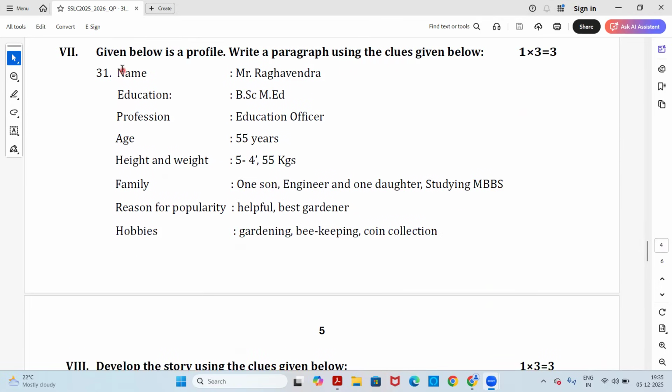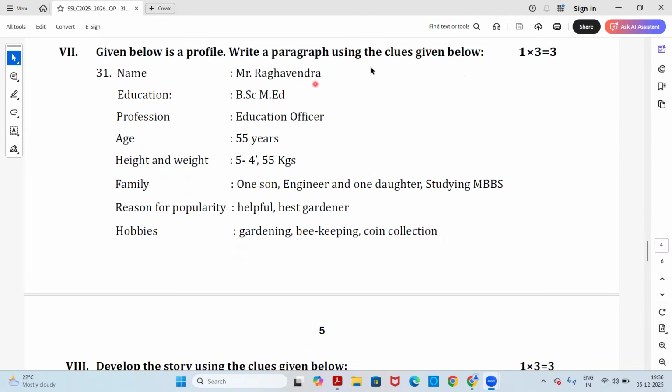Now, next we have the next main question: given below is a profile. Write a paragraph using the clues given below. So what you have to do here is read this profile, this resume given over here, and make it into a paragraph. Do not write it in points, write it in a paragraph, and see that you use all the points given over here, each and everything which they have given. Do not add any extra thing. Do not miss out any of the points.